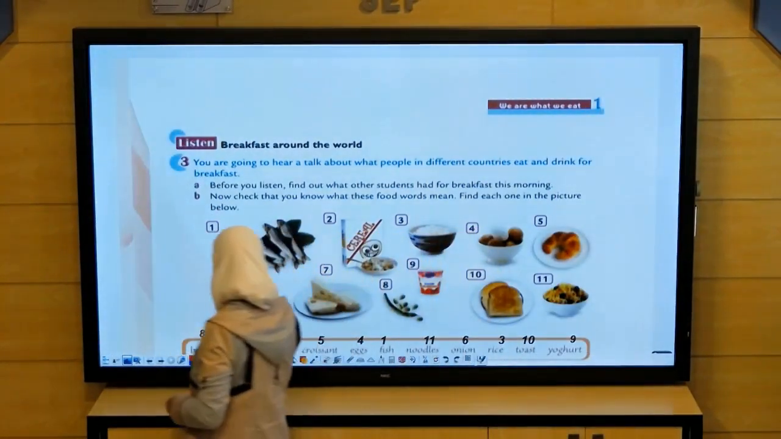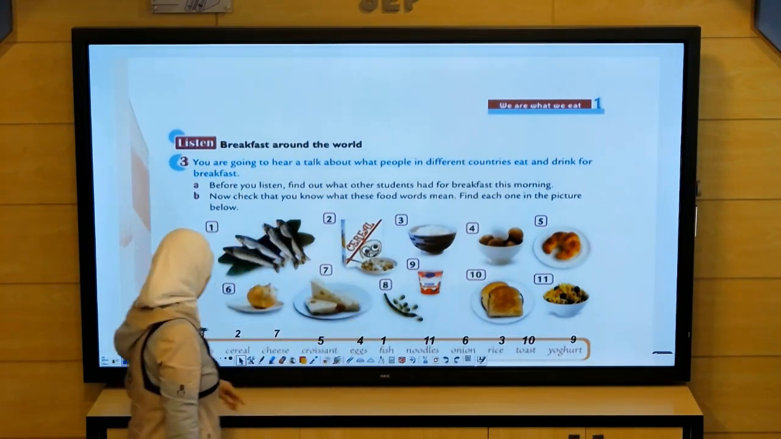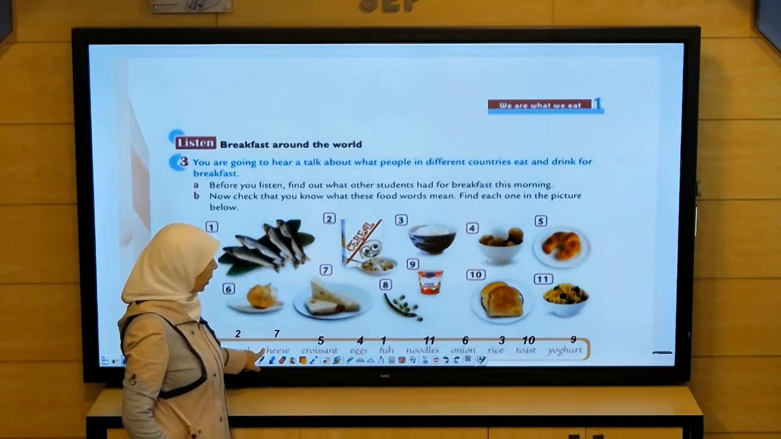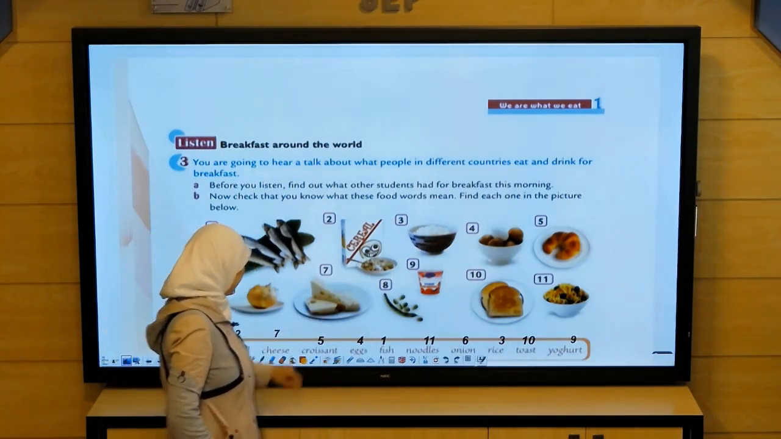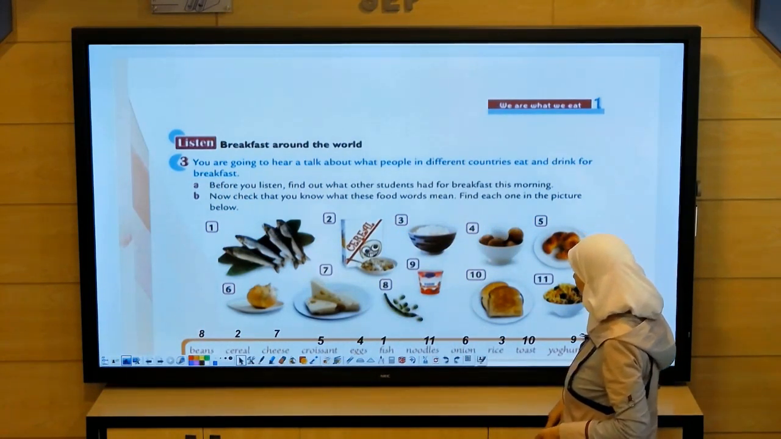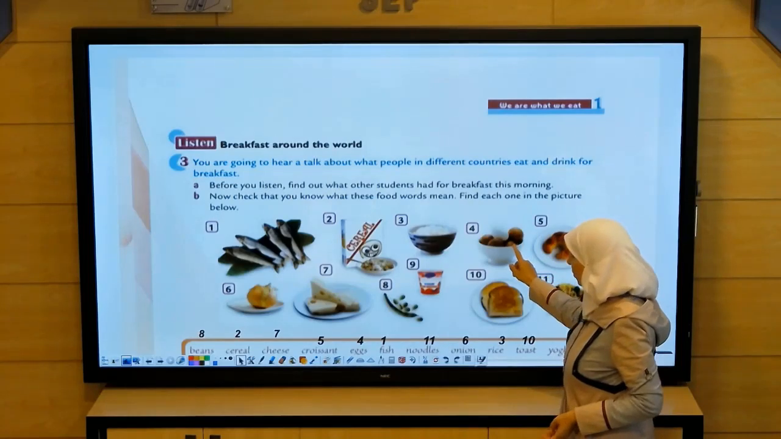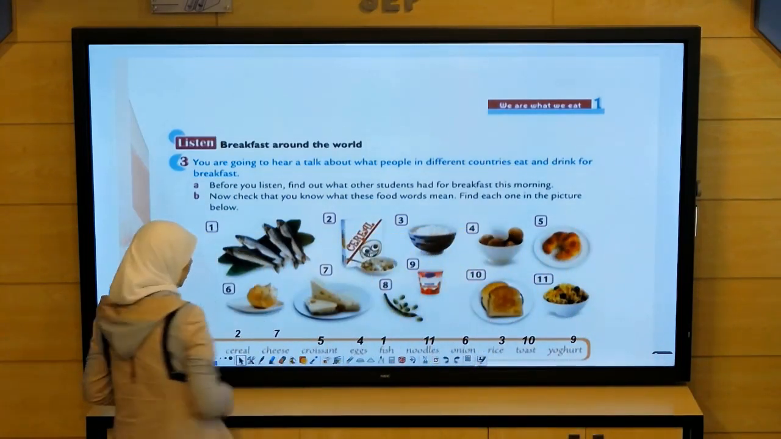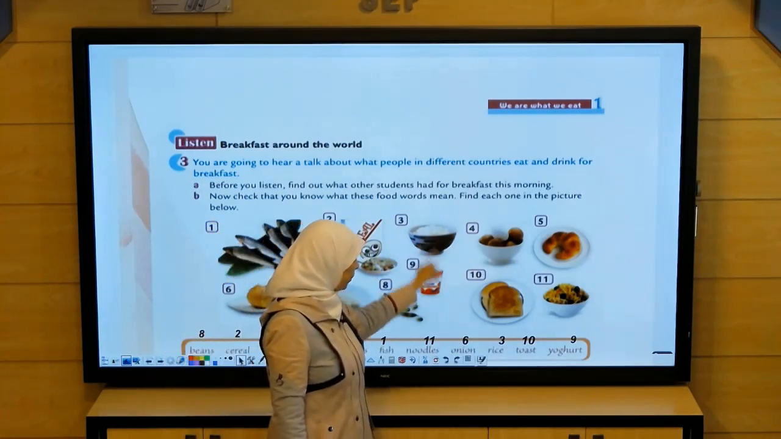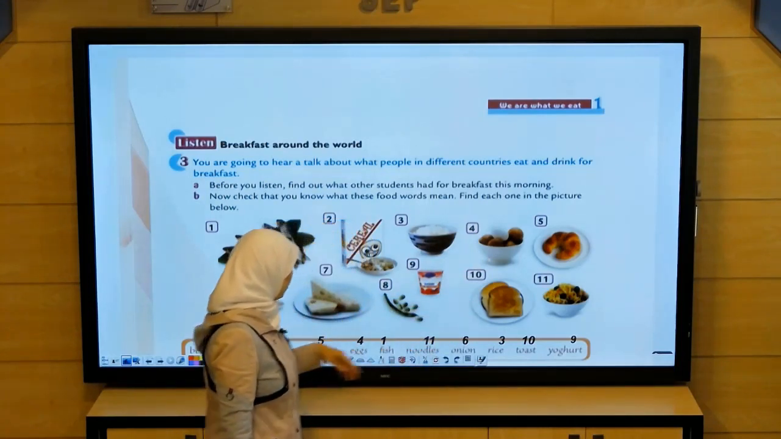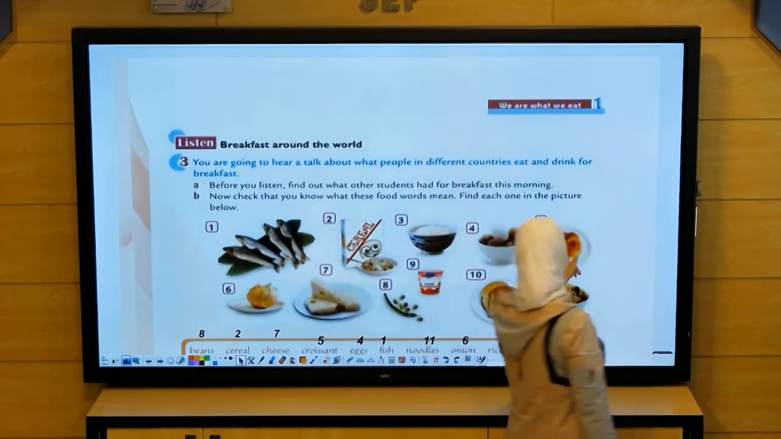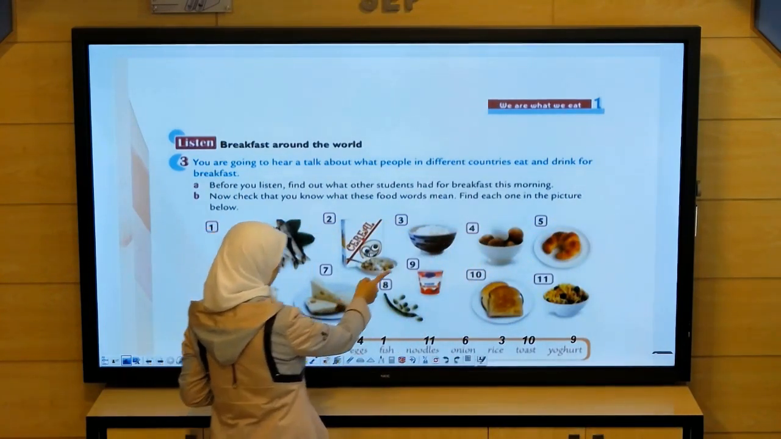Okay. First of all, we have beans. This is beans. And the second one, cereal, it is number 2. The third one, cheese, it is 7. The fourth one, croissant, it is 5. And here we have eggs, number 4. Fish, number 1. Noodles, it is 11. And onion, this is number 6. Rice, number 3. Toast, number 10. And yogurt, number 9. So this is fish, cereal, rice, eggs, croissant, onion, cheese, beans, yogurt, toast, and noodles.